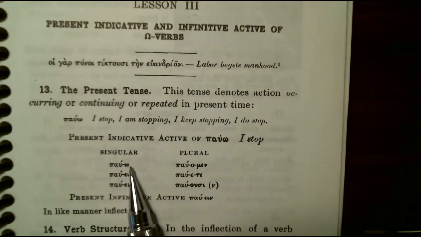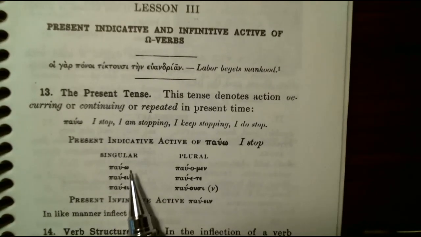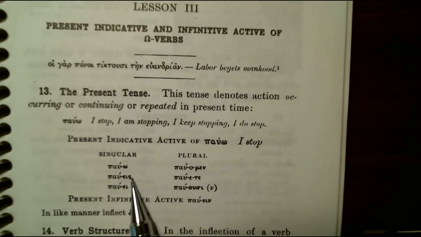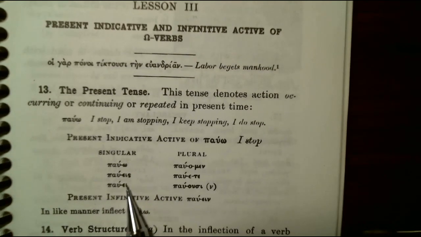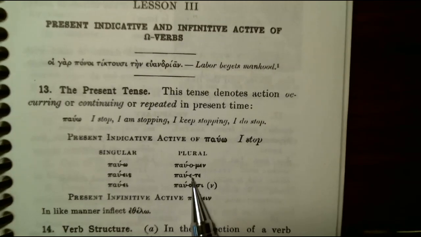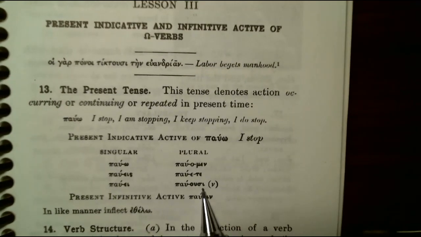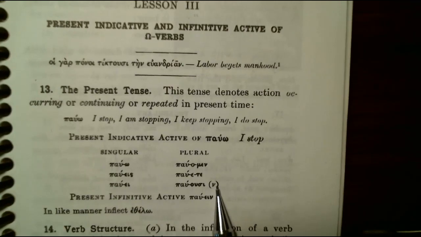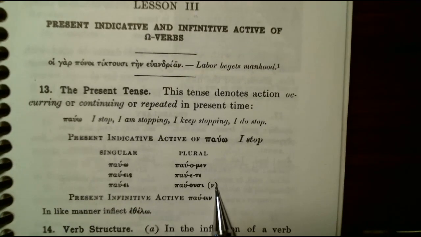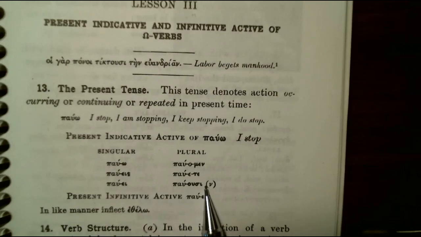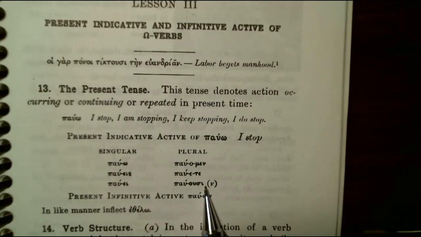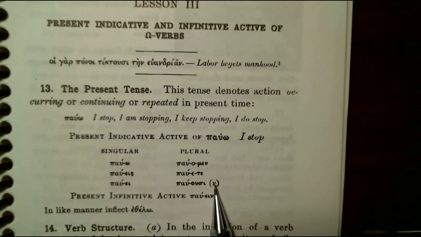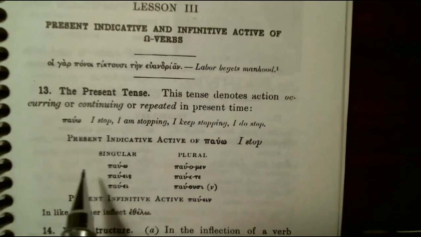Basically, at the end of the day, bottom line, big idea is you are going to want to memorize these endings. So o, es, e, omen, ete, usi. Okay, and then that nu is only used, it's tacked on, so usin, if the next word begins with a vowel, or if this verb happens to come at the very end of a sentence. And we've seen that before, but that's what that is. It's a movable nu.